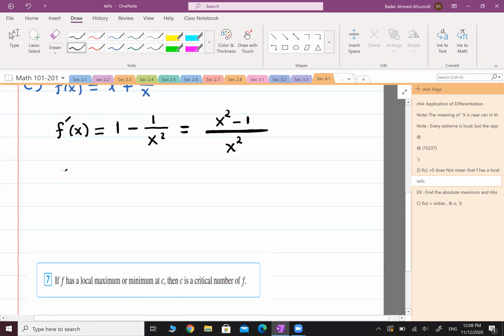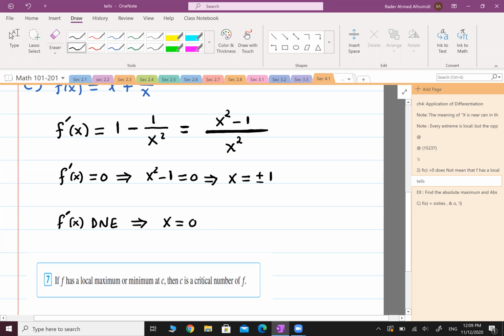The first one, the derivative of the function at a point x is equal to 0. And this will lead us to the following: x squared minus 1 equal to 0. And I think it is very simple for you to see that x will be plus or minus 1. Okay, if f prime of x does not exist, of course, I will have here x equal to 0.